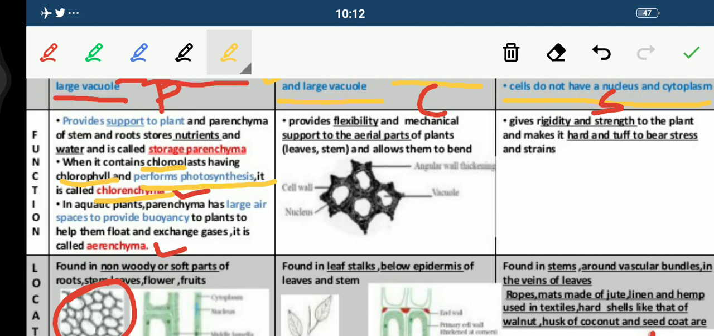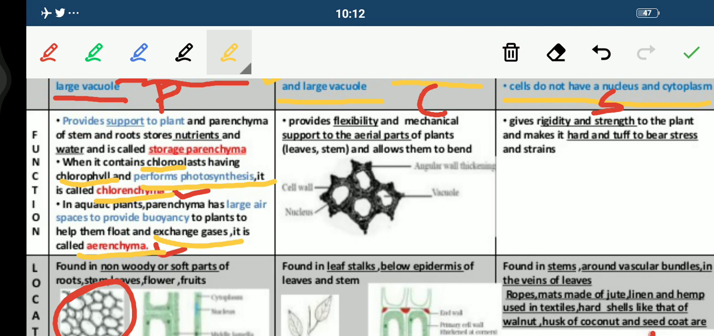Second, students, these parenchyma in aquatic plants. Aquatic plants means which live in water, right? So in aquatic plants, these parenchyma has large air spaces to provide buoyancy, the upliftment. Fine, they can float on the surface of water. That buoyancy is basically provided due to the large air spaces in plants, which helps them to float and which helps them in exchange of gases. So at that time, this parenchyma is said to be aerenchyma.